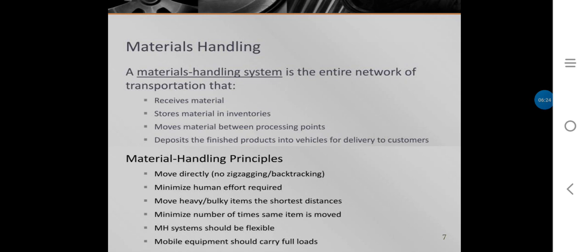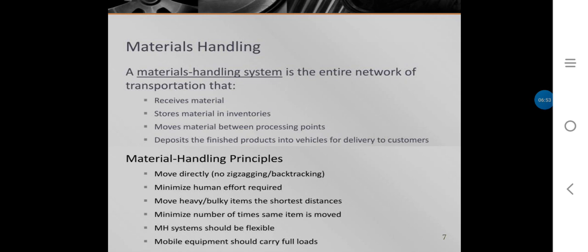Material handling principles. There are a few material handling principles. Move directly, no zigzagging or backtracking. Zigzagging or backtracking in material handling generates high cost and increases the human effort required, and in the current era most organizations are using automated material handling movements. Move heavy or bulky items the shortest distance.